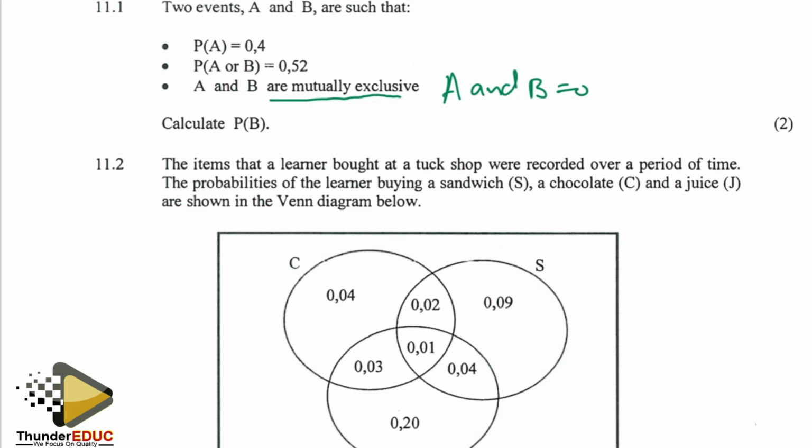Okay? So from the formula page, the probability of A or B will be the probability of A plus the probability of B minus P(A and B). So A or B is 0.52. Our A is 0.4, plus now the B, which we need. When you subtract that, I'm going to get 0.1. This was 0.4, yes, not 0.42.